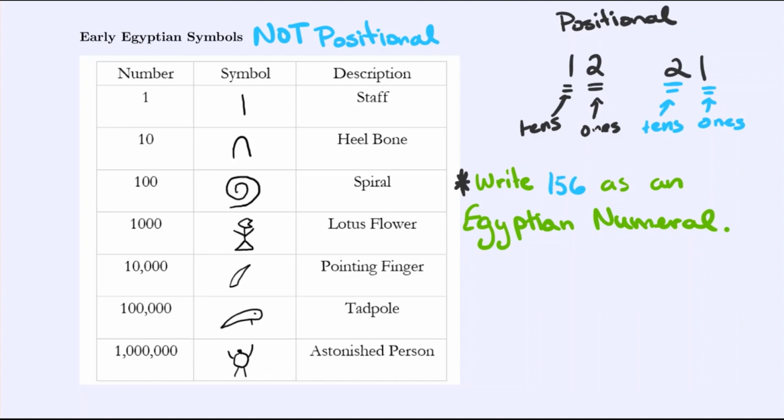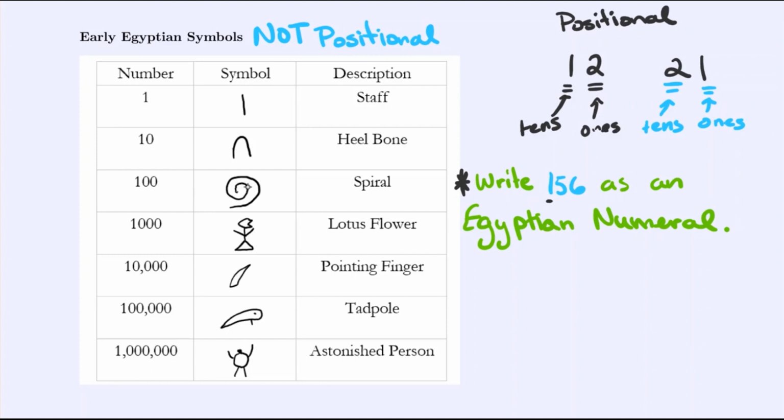Okay, great everyone. So we're going to write 156. I'm going to start with the largest number. We need to account for 1 100. So I look at the symbols, and these symbols will be provided on any exam, so you don't have to worry about memorizing them.